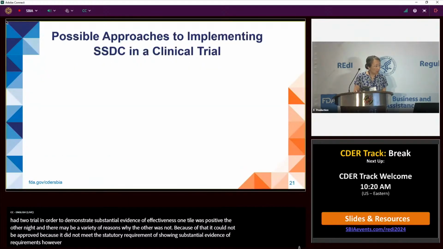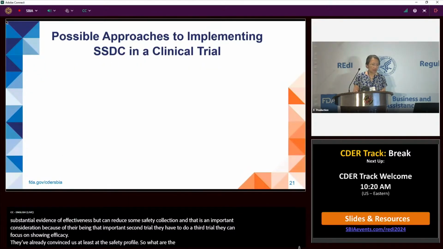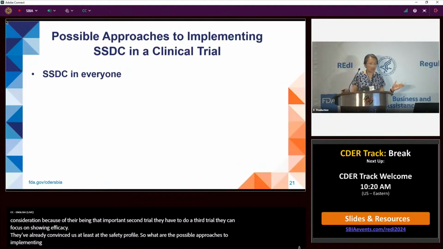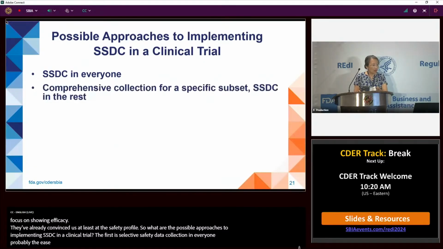Now, so what are the possible approaches to implementing SSDC in a clinical trial? The first one is just selective safety data collection in everyone, probably the easiest way of implementing it in the protocol and operationalizing it.